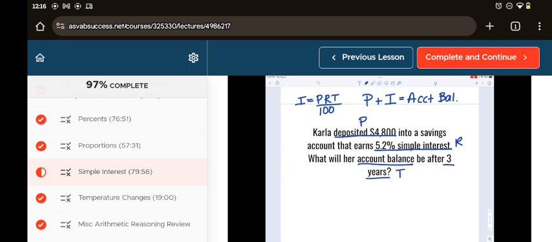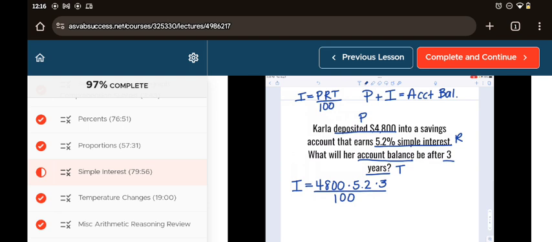So remember, we're looking for account balance, which means we have to find the interest earned. So interest earned equals 4,800, which is our deposit or principal, times 5.2 times 3, all divided by 100. Okay? So let's start actually with 5.2 times 3. That gives me 15.6. One number behind the decimal point in my question, 1 in my answer. So times 15.6 over 100. Here, we can actually eliminate these zeros, and that leaves us with 48 times 15.6 over 1.